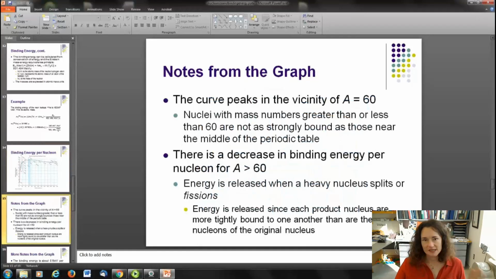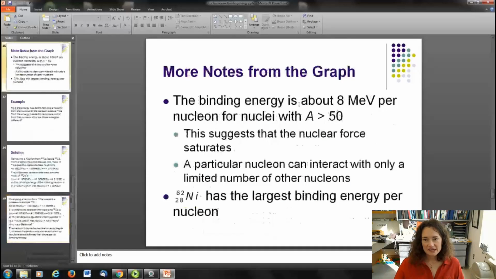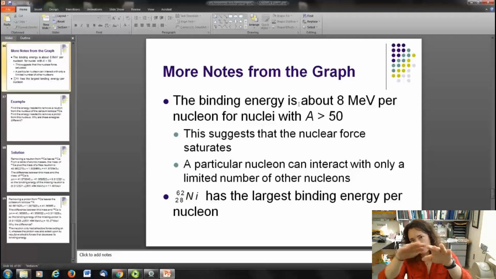Okay, that's all stuff that I just said while looking at the curve. Now, the binding energy is about 8 MeV per nucleon for nuclei with an atomic mass unit greater than 50. If you look back at that curve, you'll see that it does have a sort of steady decline, but the decline isn't very steep, and so 8 is about average and normal. What this suggests is that the nuclear force is saturating, and that a particular nucleon can interact with only a limited number of other nucleons, and that's simply because of the range of the nuclear force.